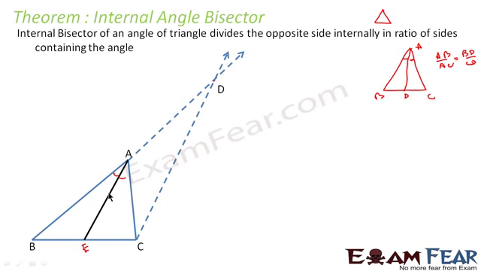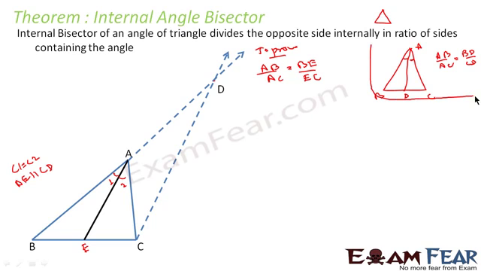extended this CD parallel to AE, and this is angle 1 and this is angle 2, where angle 1 is equal to angle 2 and AE is parallel to CD. These are the two things we have. So what do we have to prove? We have to prove that AB by AC is equal to BE by EC in this diagram.